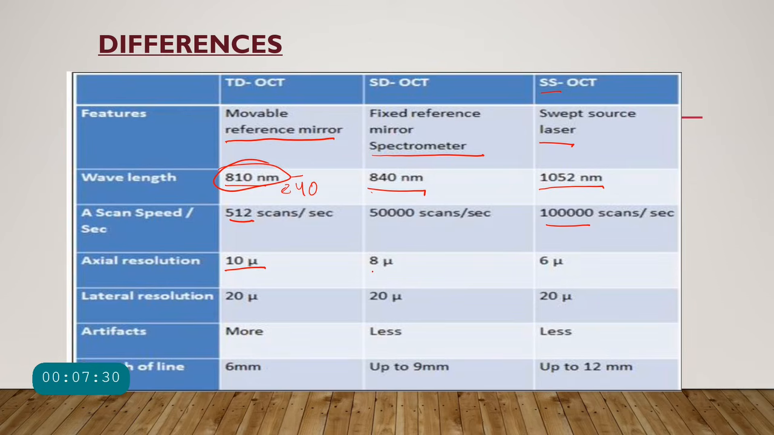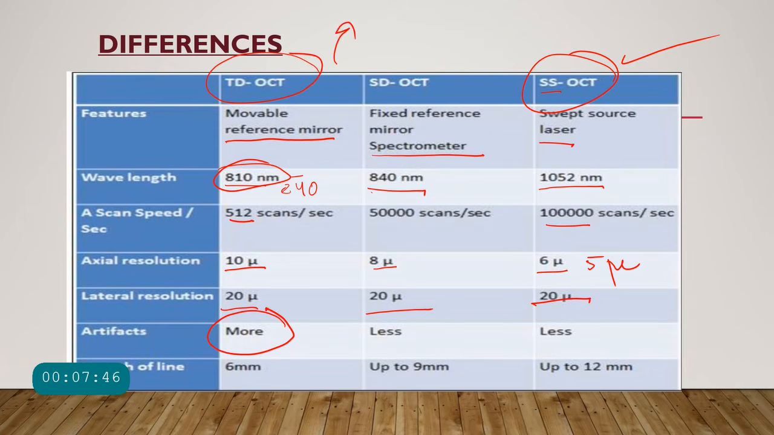Resolution, if this is 10, 8 and 5, the best resolution is in swept source OCT. So you can remember it as 5 microns. Lateral resolution is almost the same in all three, and artifacts are more in time domain. Obviously it is taking more time, so more time for patients to move and have deviated fixation. Because of that you will have more artifacts. Length of the line scan is 6 millimeters, here up to 9, and this is even more, about 9 to 12. So in one scan itself you can see the optic nerve and the macula together, okay, in one single line.